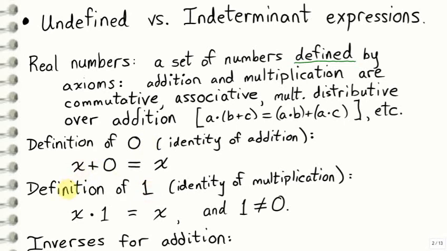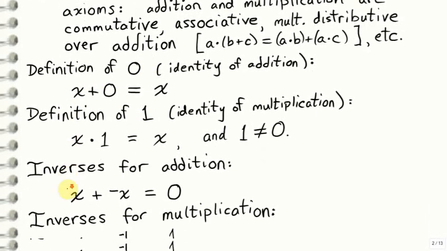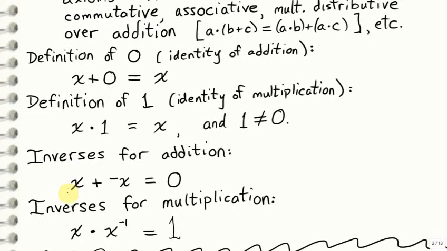Also of interest to us will be the idea of inverses for each operation. So for addition, for any number x, if you can find a number, which we write as negative x, or the additive inverse of x, an additive inverse satisfies this property: x plus the additive inverse will give you the additive identity, 0. Similarly, you can define inverses for multiplication. Again, x multiplied by its multiplicative inverse, which we'll write as x to the negative 1, will give you the multiplicative identity, 1.